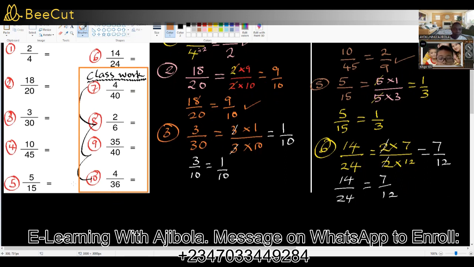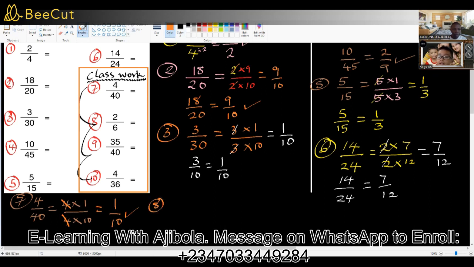Let's look at it together. I want you to concentrate on this. Let's look at number 7. Number 7 says 4 over 40. You will discover that 4 can divide 40. So 4 times 1 is 4, and 4 times 10 is 40, okay? So if you cancel the 4, you have 1 over 10 as the answer.